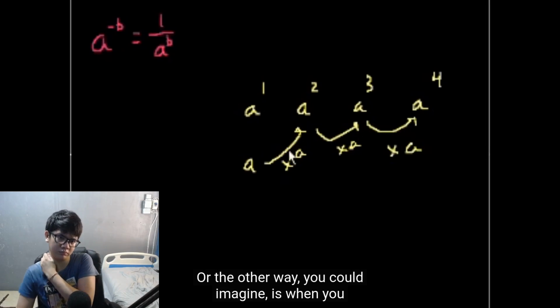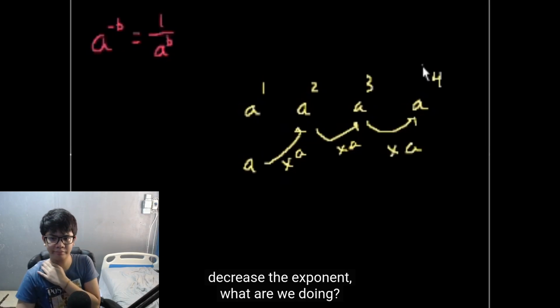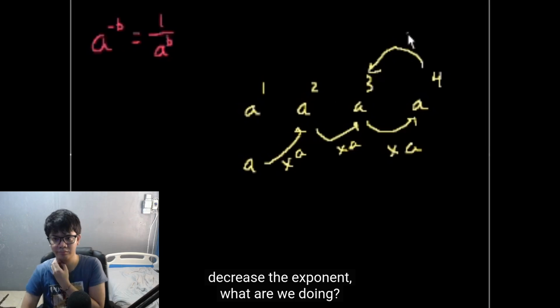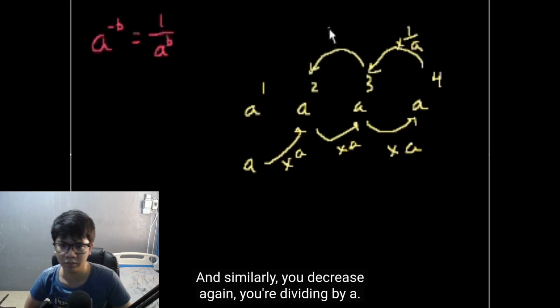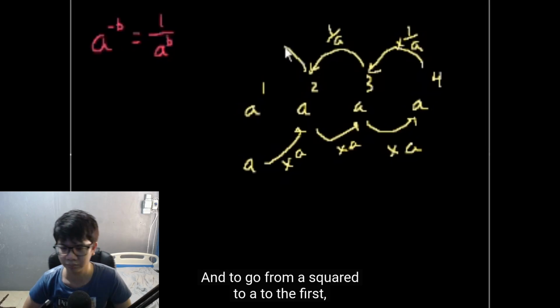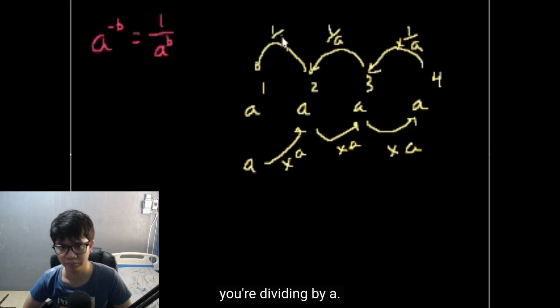Or the other way you could imagine is when you decrease the exponent, we are multiplying by 1 over a, or dividing by a. And similarly, decrease again, you're dividing by a. And go from a squared to a to the 1st, you're dividing by a.